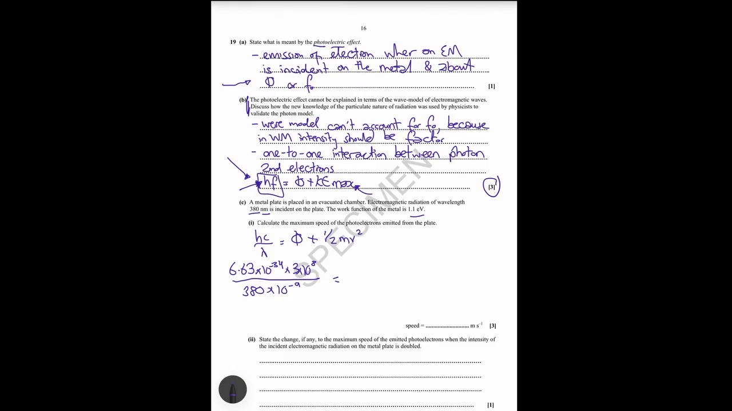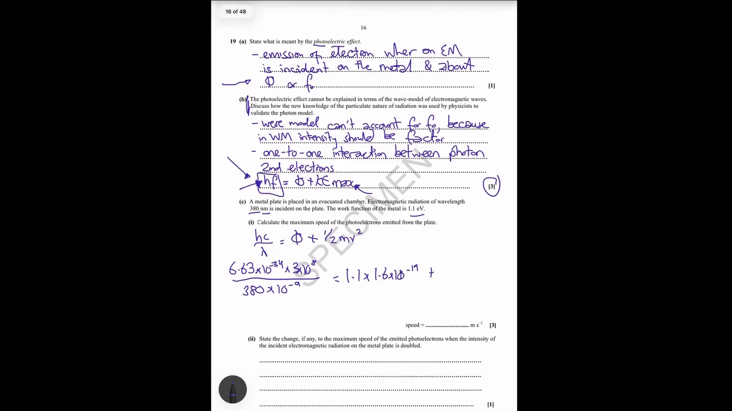Have I got the work function? So the work function there is in electron volts. What does it need to be in? It should be in joules. So how do I get electron volts into joules? I'm going to say 1.1 times 1.6 times 10 to the minus 19. So that's that, and then I'm going to say plus half mv squared. It's an electron. What's the mass of an electron? 9.11 times 10 to the minus 31, and then times v squared.